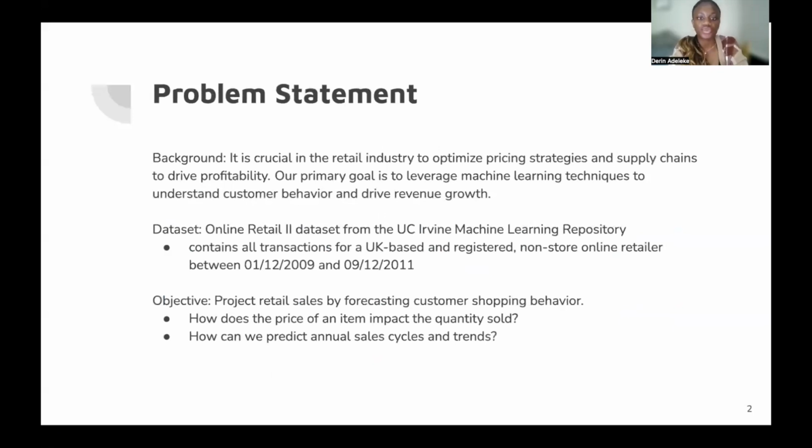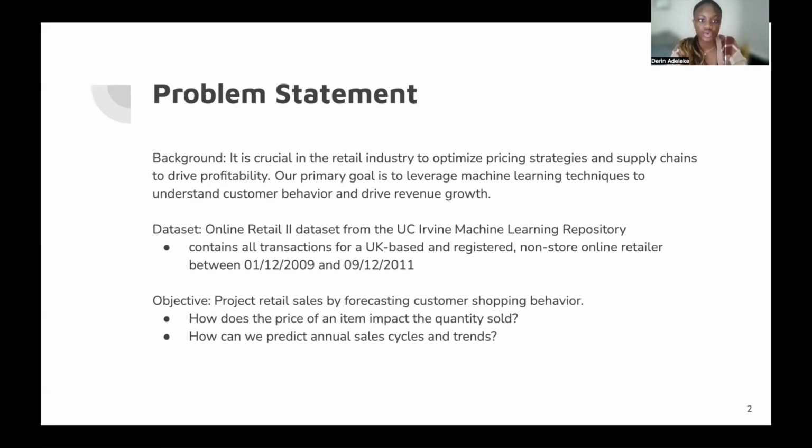So going into this project, we understood how important it is to project sales, especially for the retail industry, to allow them to perform tasks such as optimizing pricing strategies and supply chains, especially to drive profitability. So for this project, we accessed data from the UC Irvine Machine Learning Repository of a UK-based company and their transaction history from 2009 to 2011.